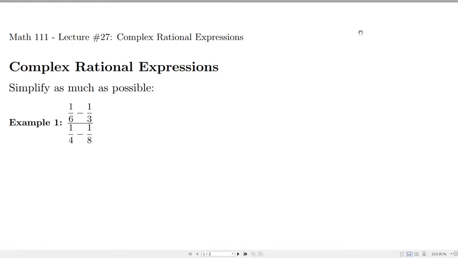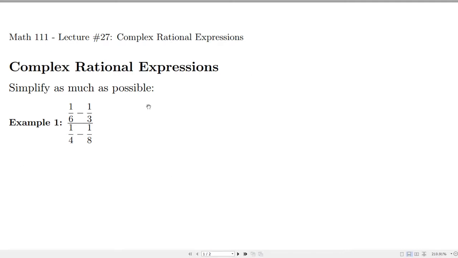Okay, so in this lecture we're going to talk about complex rational expressions, and we're going to simplify these things using all of the previous procedures that we've learned, right? So multiplying, dividing, adding, and subtracting all combine to make more complex rational expressions that can be simplified, and these show up on many occasions, okay? So we're going to start out with some simpler ones and work our way to more complicated ones.